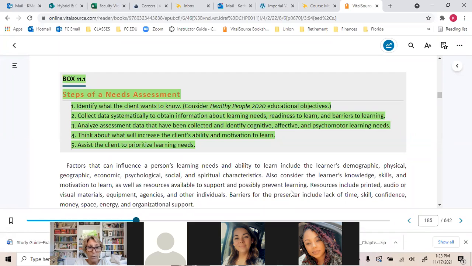This goes along with education. Before you do any kind of program planning, you must do a needs assessment. How do you know what you're going to do? How can you plan a program if you don't know what the needs of the community or the person or the family are? So you have to identify what they want to know. Box 11.1 goes through the ADPIE with the lens of education. Collect data, obtain information about the needs, readiness to learn, barriers to learning, analyze the assessment data, identify cognitive, affective, psychomotor learning needs, right? Think about what will increase the client's ability and motivation to learn, and assist the client to prioritize learning needs. So the first step before you do anything is you've got to do a needs assessment.